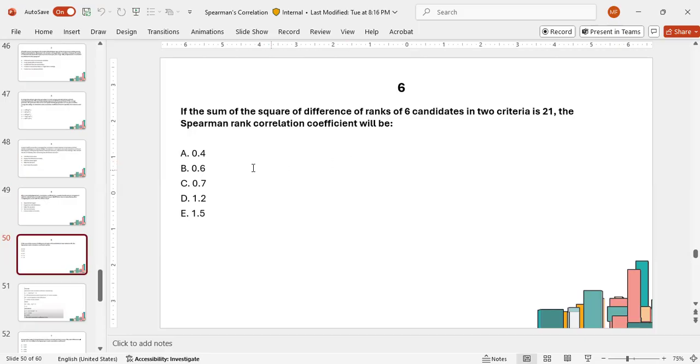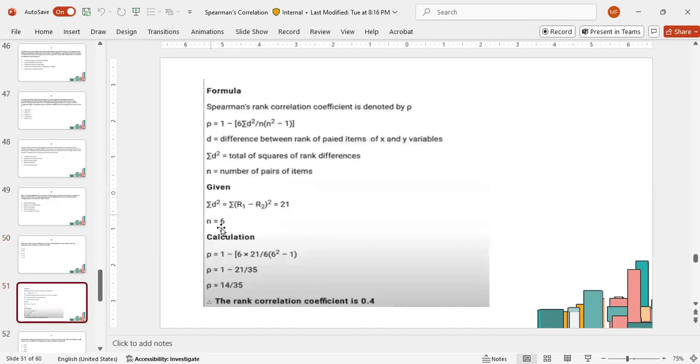Because we are running short of time, I'll tell you the answer and the calculations. The correct answer is alpha. Alpha is the correct answer. This is the formula. Rho is equal to 1 minus 6 into sum of D square divided by n into n square minus 1. Because we were given the value of n, that was 6, and the sum of D square was 21, putting these values in here, you get the final answer of this calculation to be 0.4. The correct answer is 0.4.